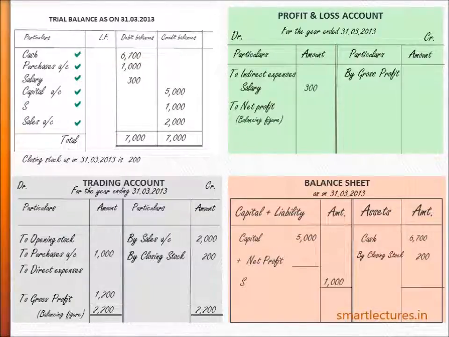Now come to profit and loss account. Profit and loss account for the year ended 31st March 2013. So gross profit from the debit side of trading account will be taken to the profit and loss account credit side, by gross profit 1200. Now the total on credit side is 1200, but total on debit side is only rupees 300. So we have to put the balancing figure on debit side, that will be 900. So to net profit 900, total 1200.